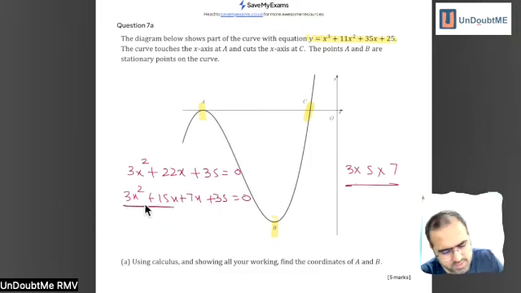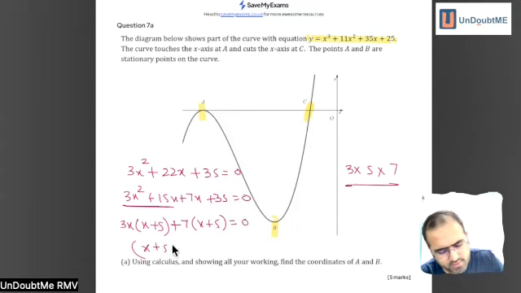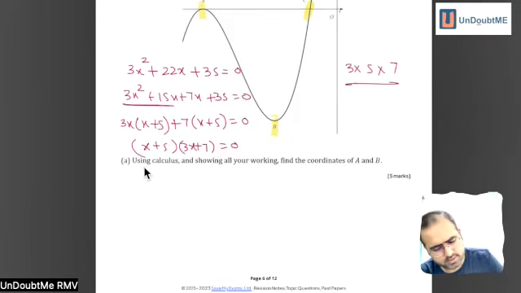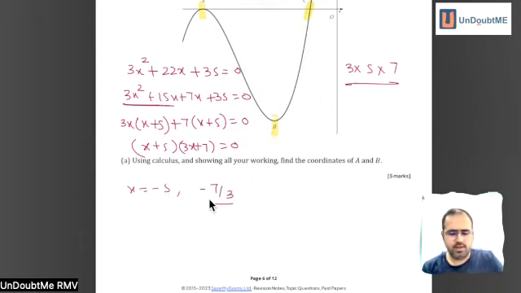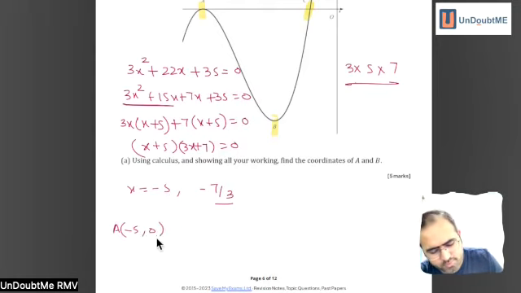From these two, I can take 3x common, so it will be x plus 5. Then 7, x plus 5 is equal to 0. So x plus 5 and 3x plus 7 is equal to 0. x will be negative 5 and negative 7 over 3. So the coordinate of A is sorted, minus 5 comma 0.